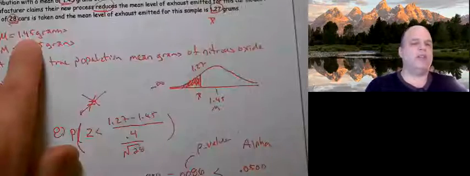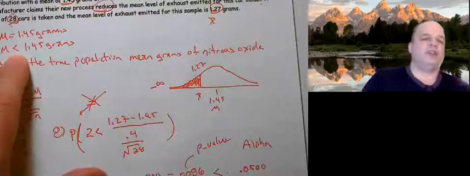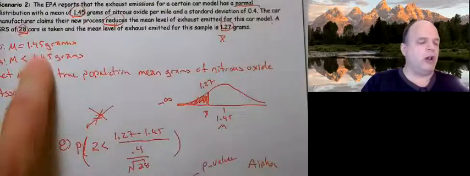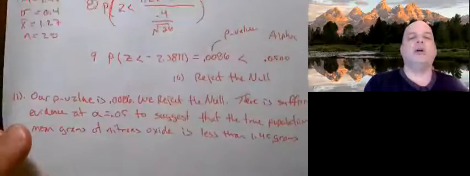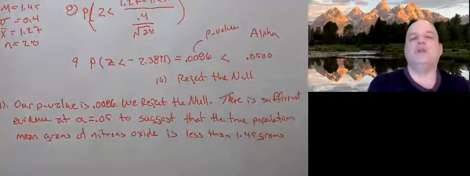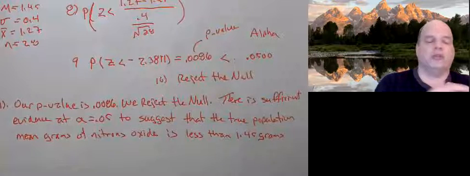So in this case, we rejected the null and said, you know what? We have evidence to suggest that they were successful in reducing it. We rejected the null, and that means we believe the alternative because that's our only other option. So it appears that the company was successful in reducing the nitrous oxide emissions.